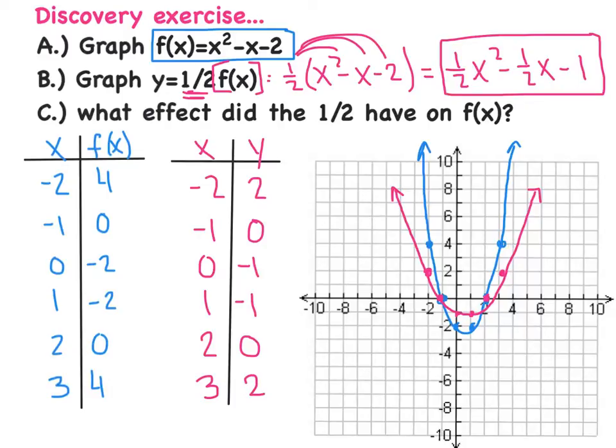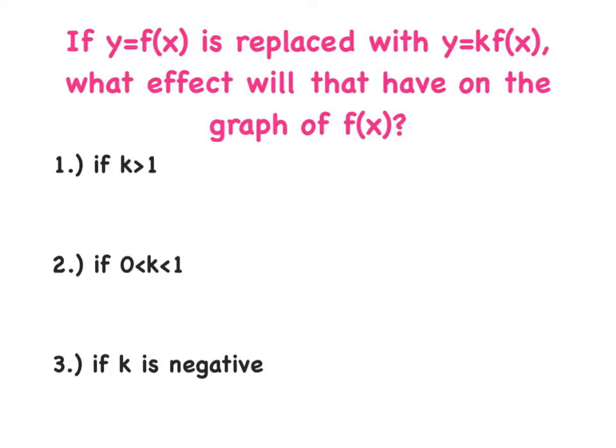Notice the one thing that doesn't change is the location of the x-intercepts, or these zeros. Of course, half of 0 is still 0, so those points didn't change. So let's see if we can generalize what we just discovered in those two exercises. Again, if y equals f of x is replaced with y equals k times f of x, what effect will that have on the graph of f?